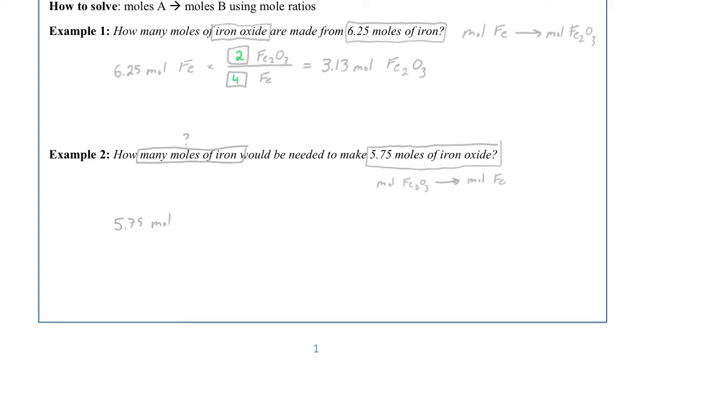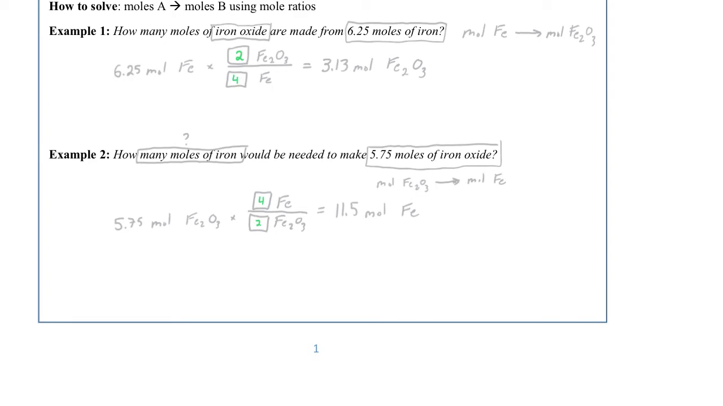So our starting point is the 5.75 moles of iron oxide. And since we're converting into iron from iron oxide, we're going to have moles of iron in the top position of the conversion factor and moles of iron oxide in the bottom position. Now we need to place our coefficients into these blank spaces here. Notice that it's 4 for iron and 2 for iron oxide. So we take our 5.75 moles of iron oxide, multiply it by 4, hit equals, and then divide by 2, and you get 11.5 moles of iron.